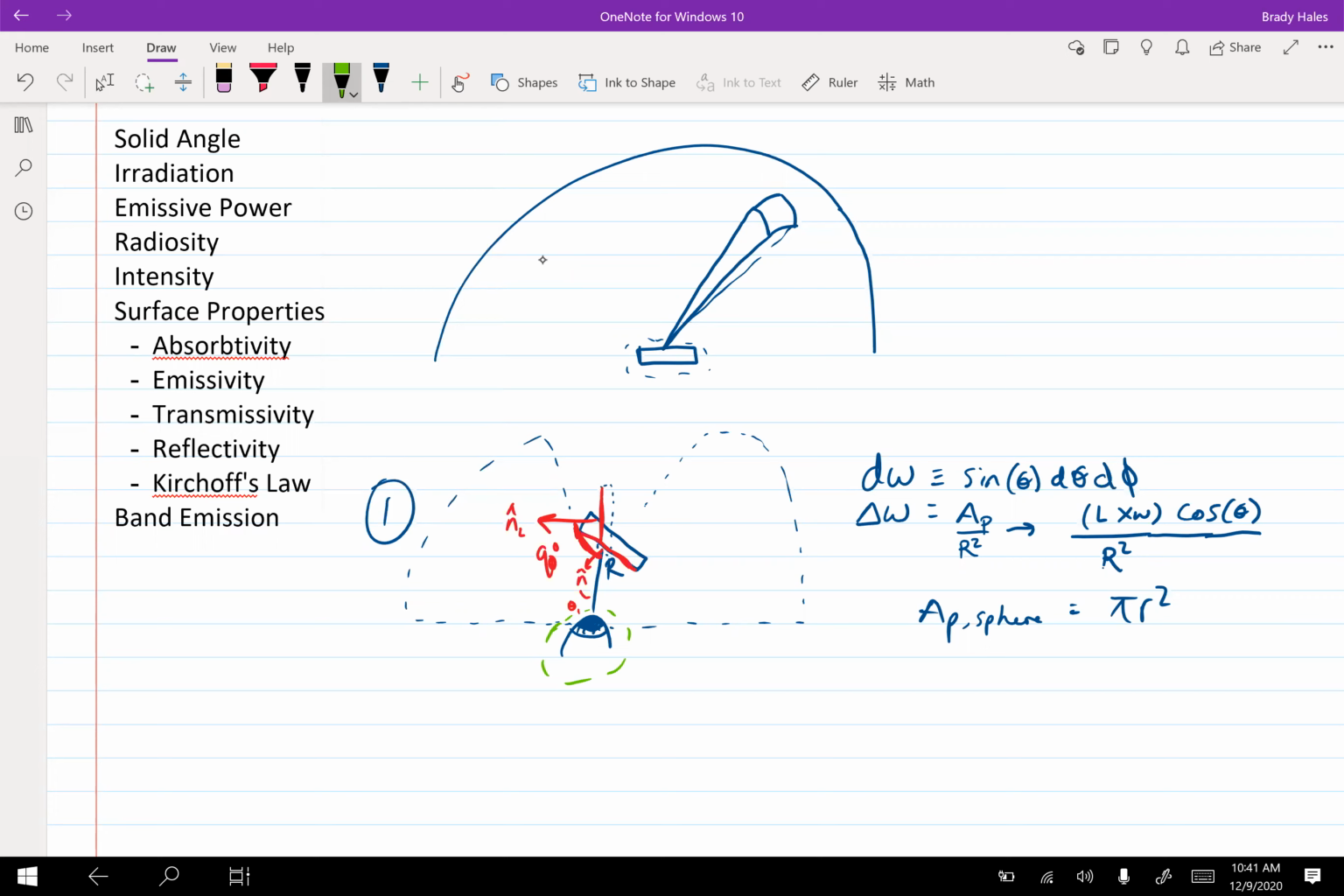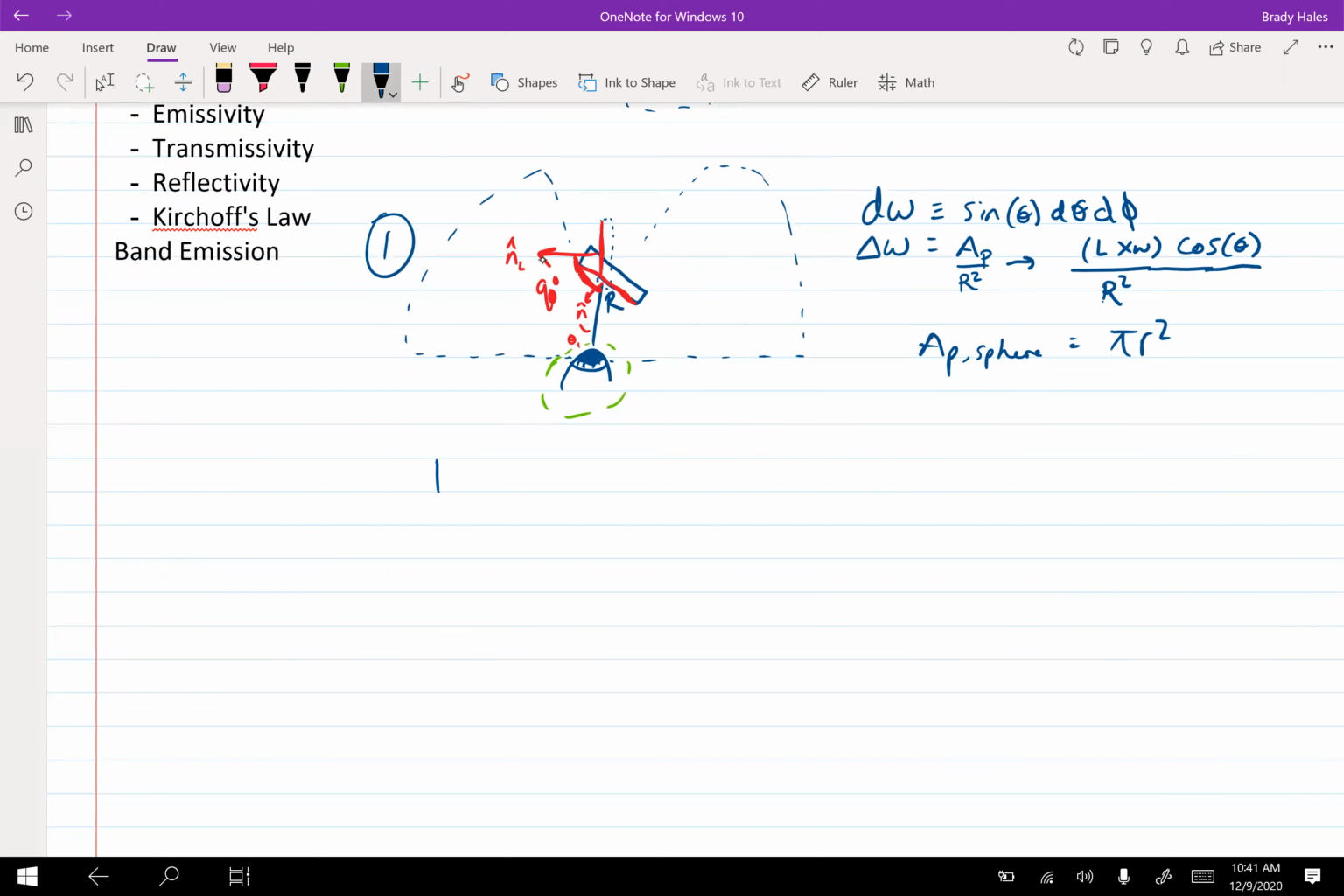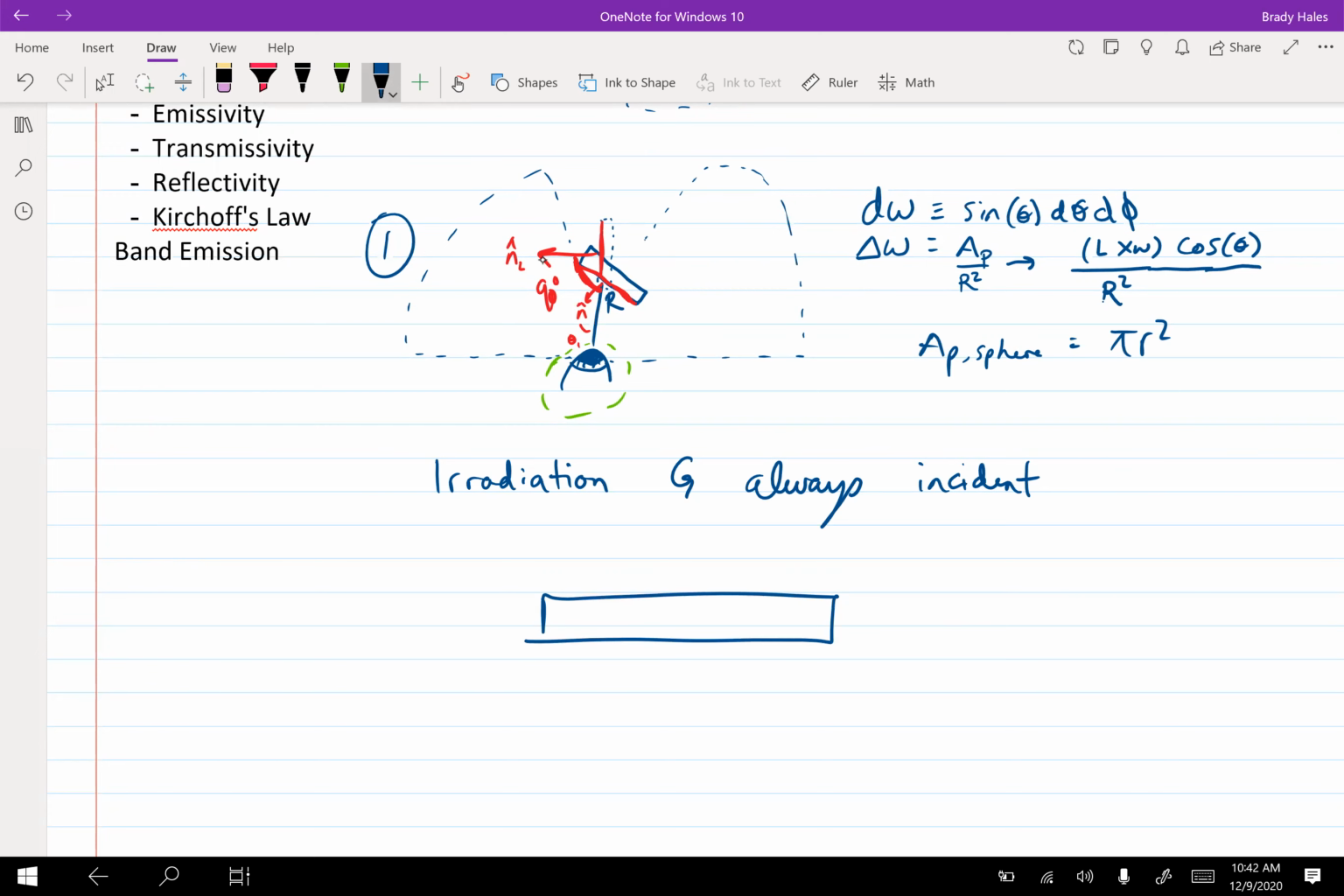In this case, your eye is receiving electromagnetic radiation from the computer screen. All right, so we got solid angle. Irradiation is this G term that they talk about in the book. This is always incident. For example, you have your absorber plate for your project, and you have some G sun hitting it. So this is always something that's incident on the surface.